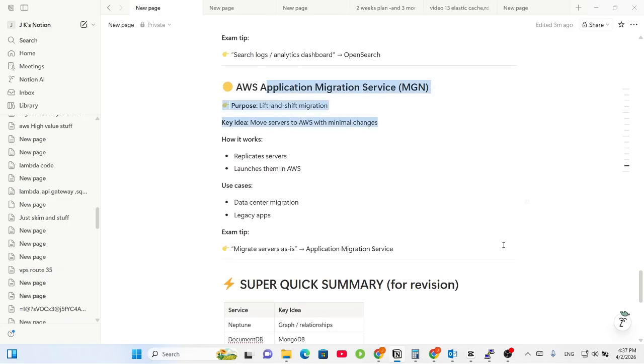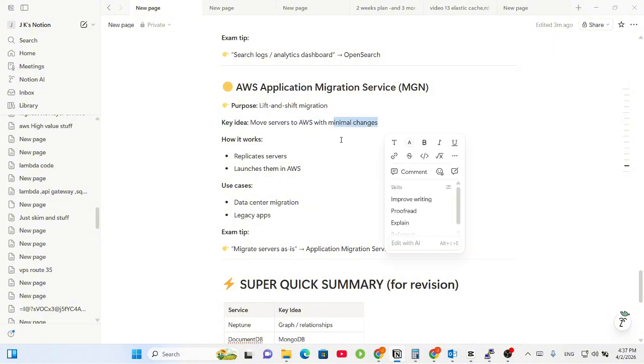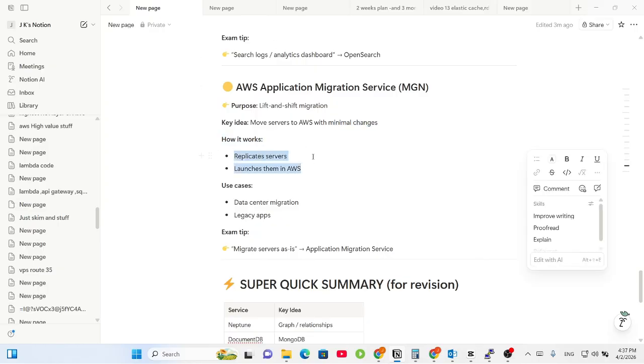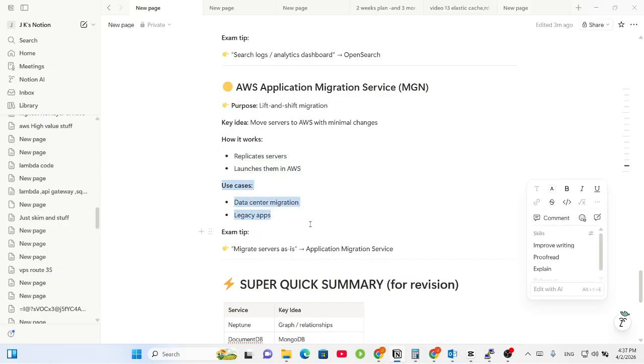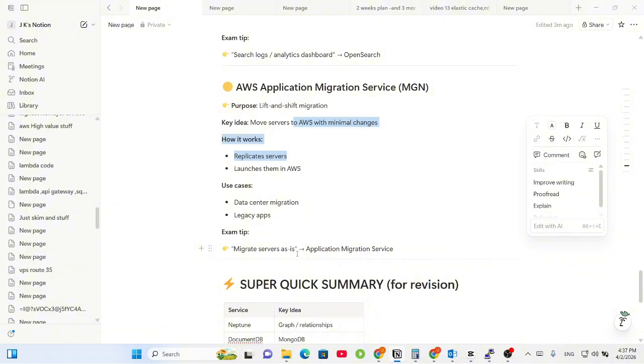And AWS Application Migration Service. This is lift and shift migration. Moves servers to AWS with minimal change, basically. How it works: replicates servers and launches them in AWS. Use case: move servers to AWS with minimal change. Migrate servers as is. Application Migration Service.